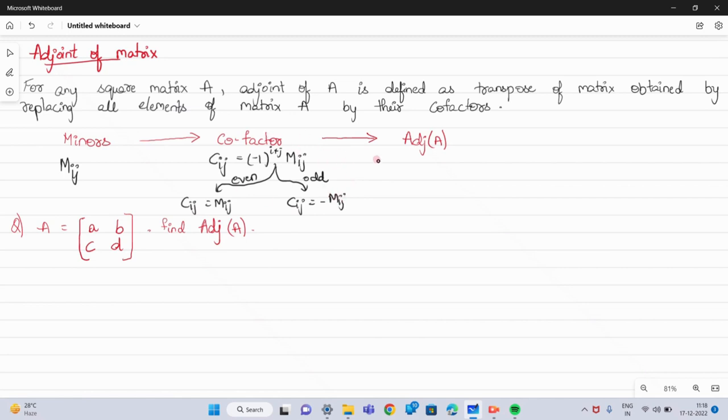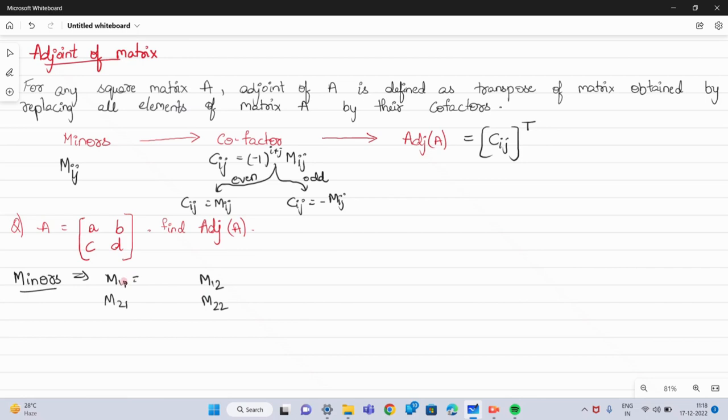After getting cofactors, we need to find the adjoint of A, which is nothing but the transpose of the Cij. So let's take an example. A matrix A is given and we need to find the adjoint of it. To find the adjoint of A, first we need to find the minors. Minors are M11, M12, M21, and M22.